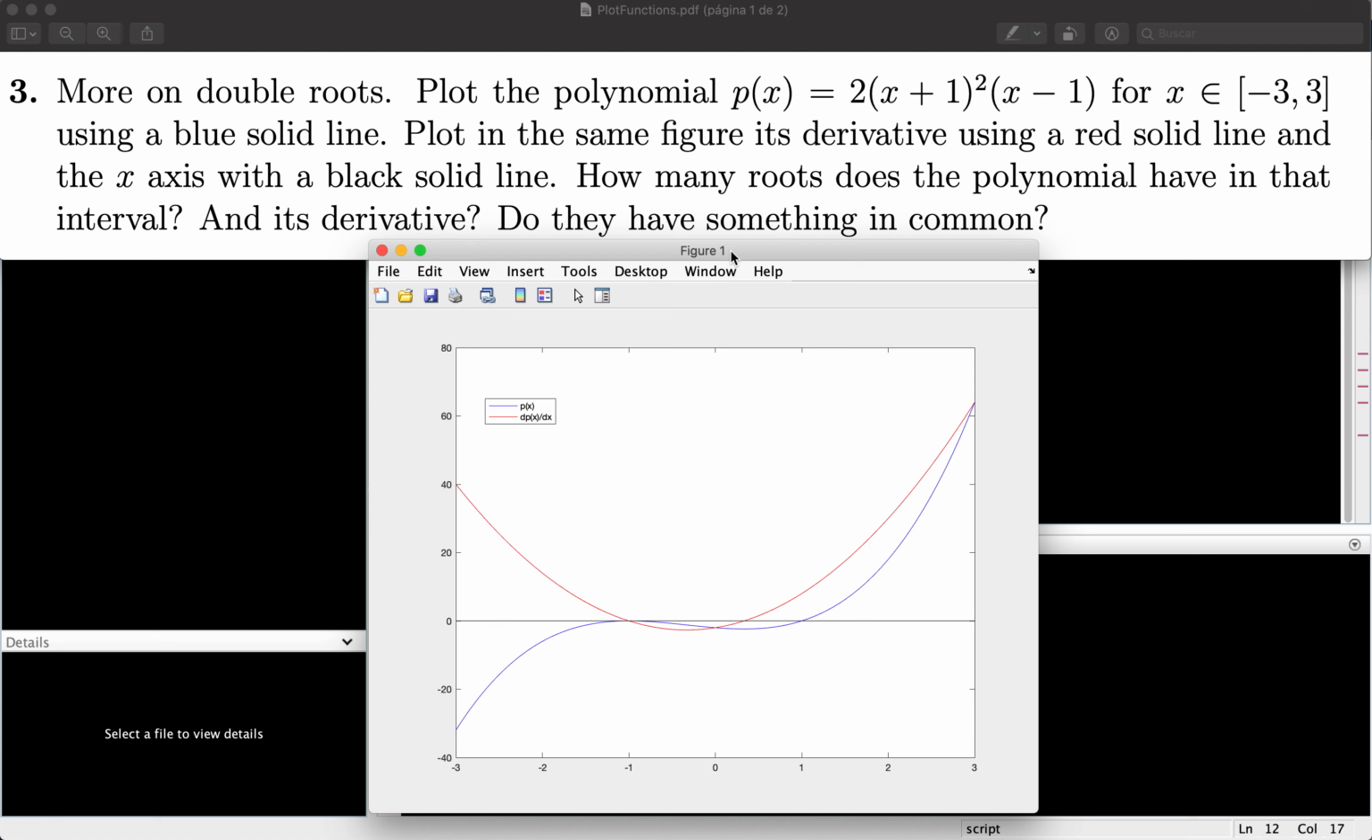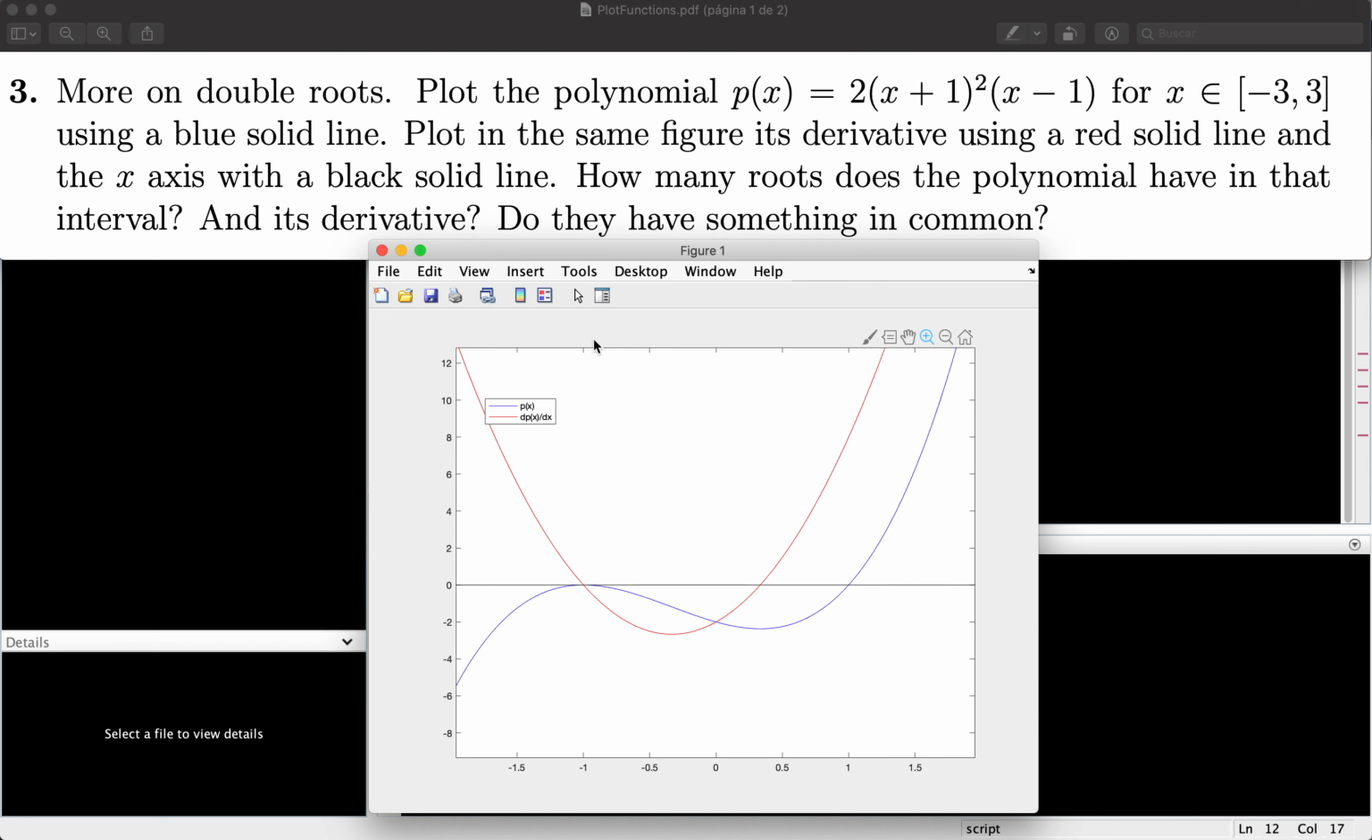The first one is, how many roots does the polynomial have in that interval? So in -3, 3. And you can see if we zoom in a little bit, that the polynomial, this blue line, has just 1 root here and 1 root here. So it has 2 different roots in the interval -3, 3. And the derivative has 2 roots, in the interval -3, 3.